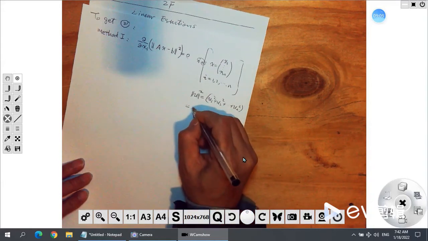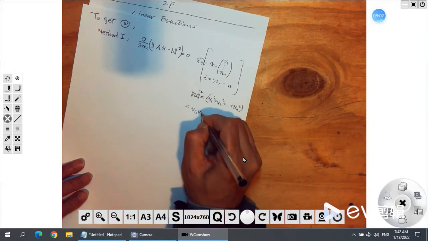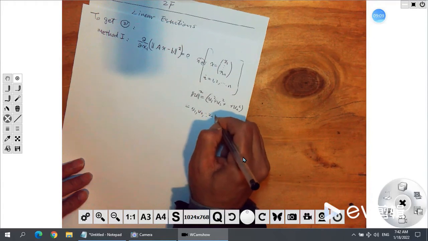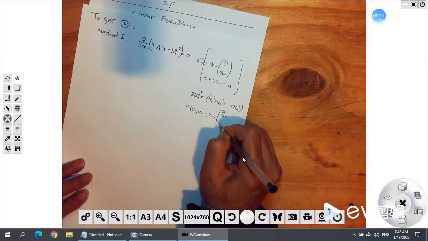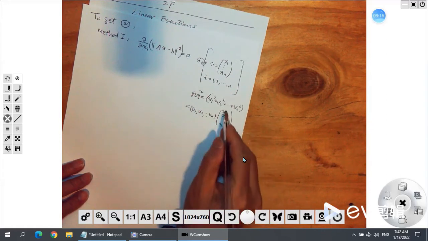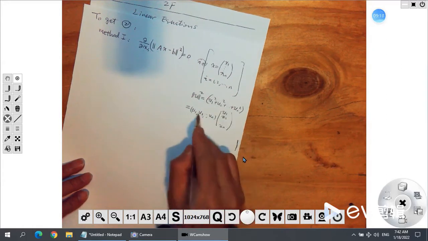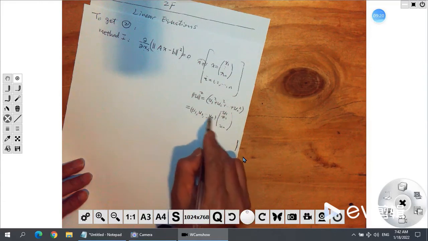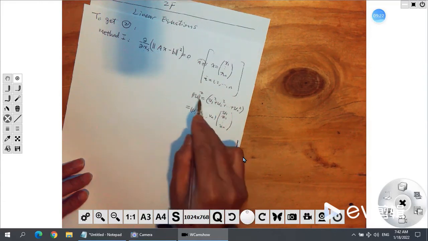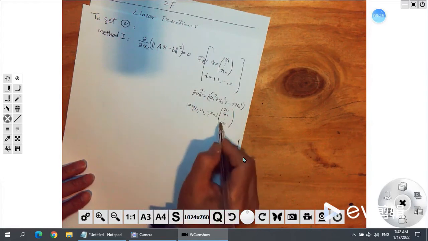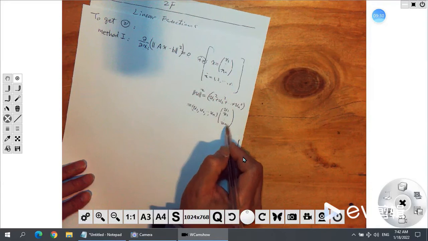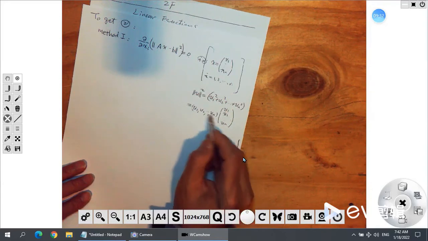It is u1, u2, un times u1, u2, un. Right? A row times a column. We get this one, you see? We multiply them element by element, then do summation. So the square of the norm can be written as a row vector times a column vector. The elements are the same, just one is a row, one is a column.